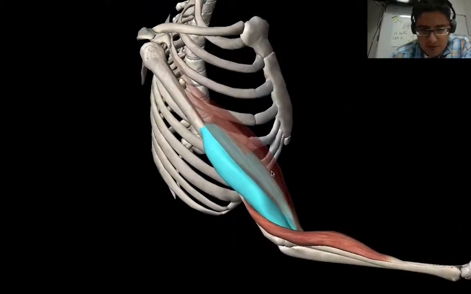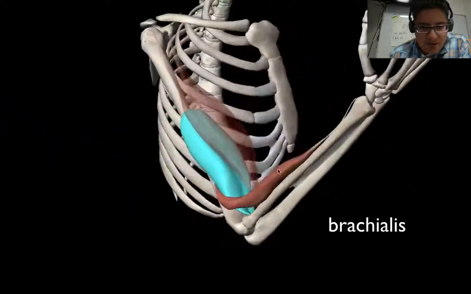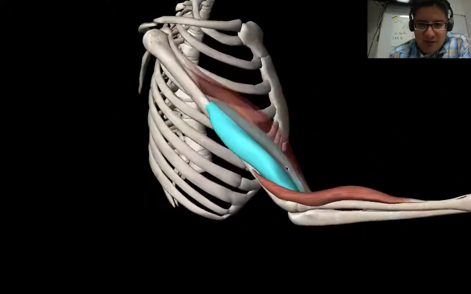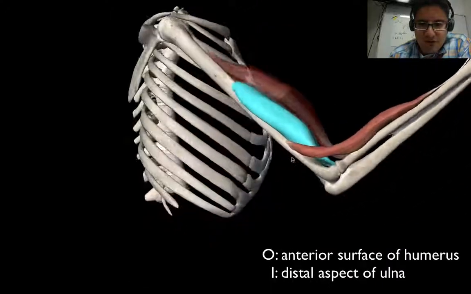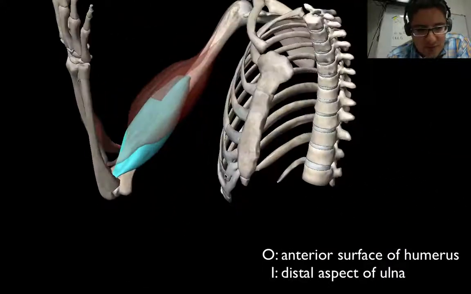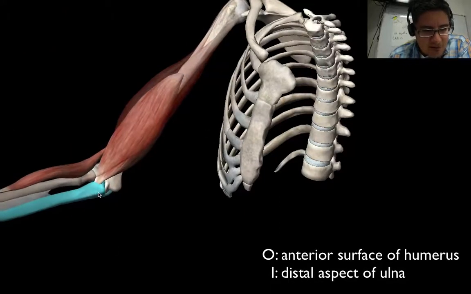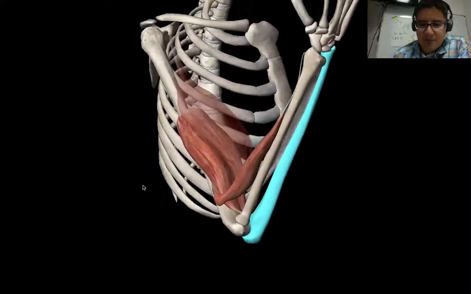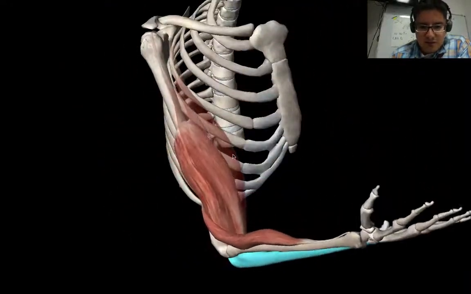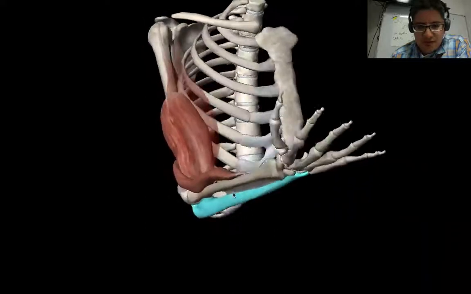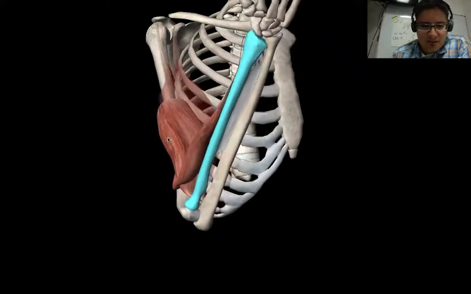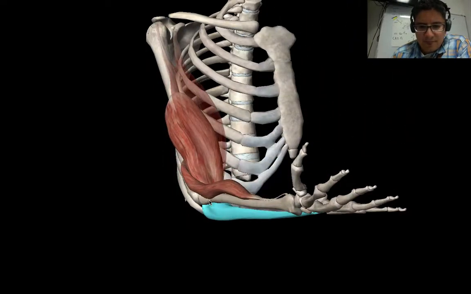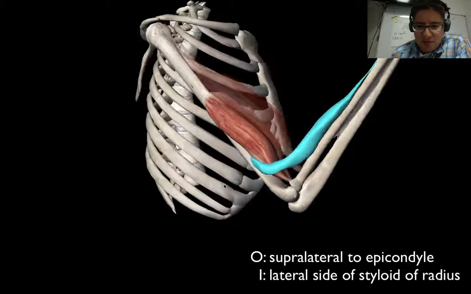Alright, so taking a look at the deeper layer of the biceps brachii, you see your brachialis. The brachialis, its point of origin is on the anterior surface of the humerus, and its insertion point, okay, let me highlight the ulna. Okay, its insertion point is at the ulna. So when it contracts, it pulls in the forearm. Okay, so your two superficial layers, the short head and long head, connect to the radius, and then your deeper layer, your brachialis, inserts at the ulna.